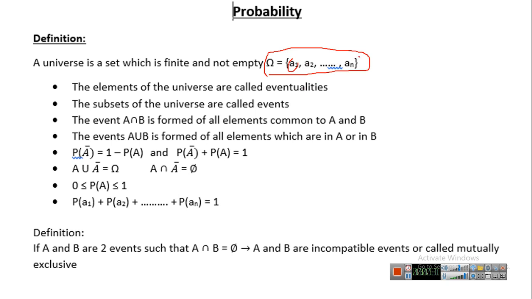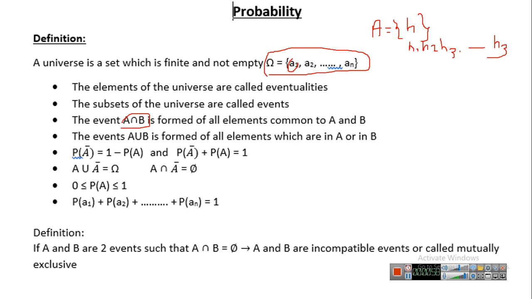For example, suppose A is the set of hearts. Here you have 13 cards of hearts: heart 1, heart 2, heart 3, till heart 13. These are called events because each is a subset of omega.